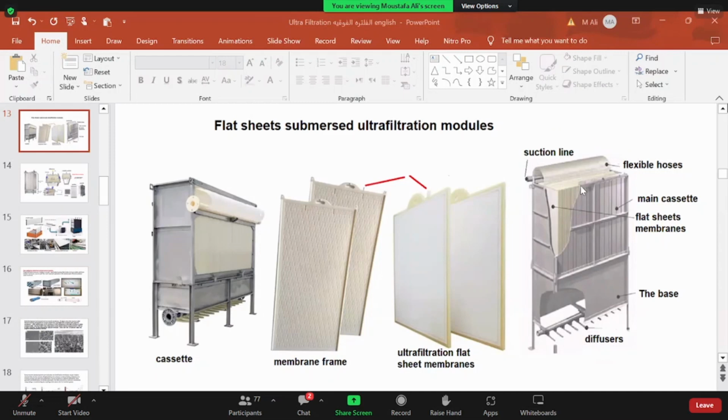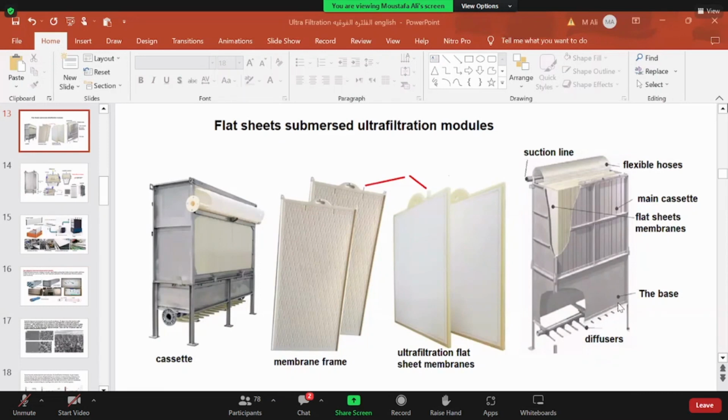This cassette can be made from galvanized steel or stainless steel, of different grades such as 304 or 316L, depending on the alloying elements in the stainless steel itself. The cassette consists of two compartments. The upper one has the modules, or membrane sheets, mounted next to each other, and the lower compartment has a set of coarse bubble air diffusers.